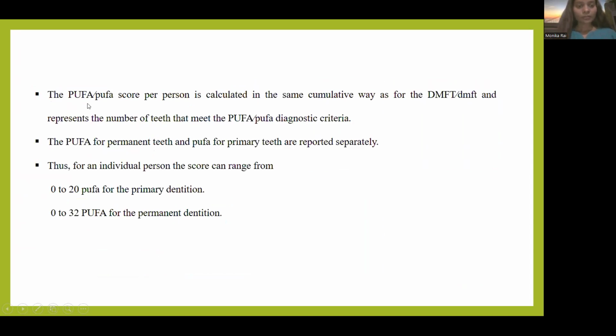The uppercase PUFA, lowercase pufa score per person is calculated in the same cumulative way as the DMFT and represents the number of teeth that meet the uppercase PUFA and lowercase pufa diagnostic criteria. The PUFA for permanent teeth and pufa for primary teeth are reported separately. Thus, for an individual person, the score can range from 0 to 20 for the lowercase pufa of the primary dentition, and 0 to 32 for the uppercase PUFA of the permanent dentition, as the number of primary teeth is 20, A, B, C, D, E, and for permanent teeth it is 32.